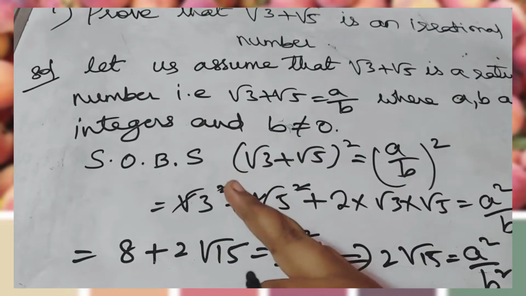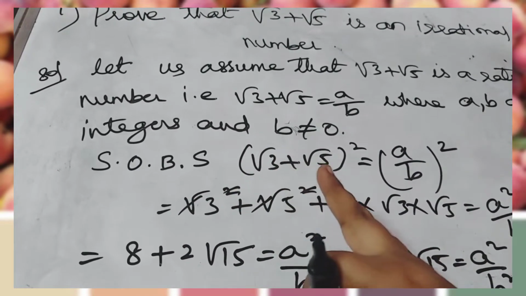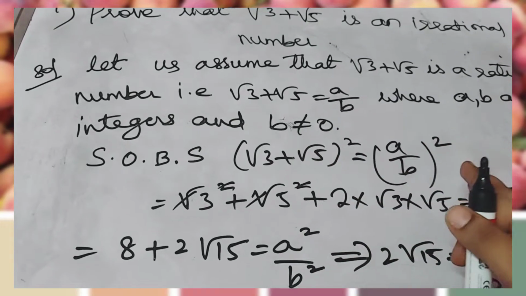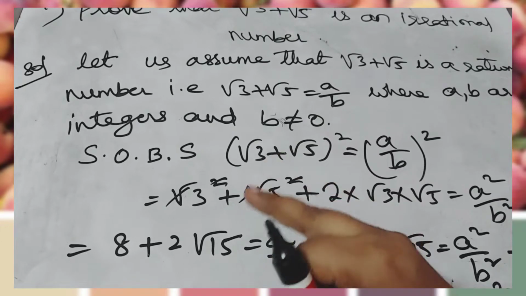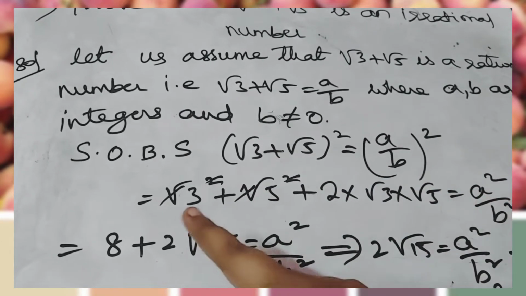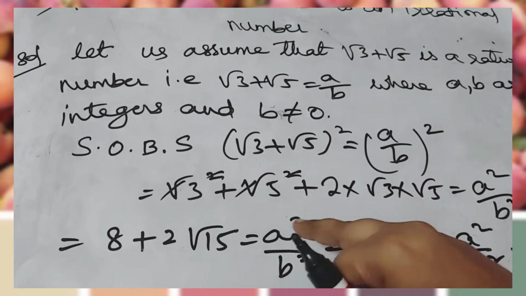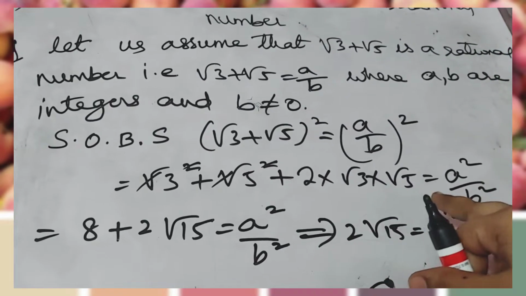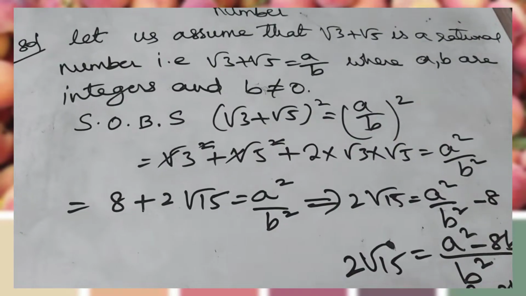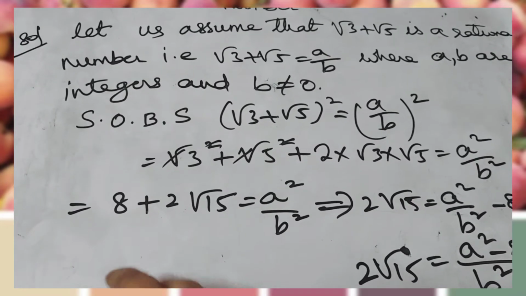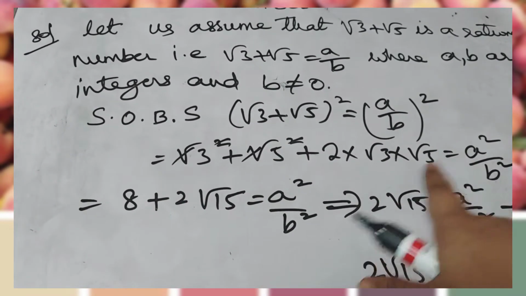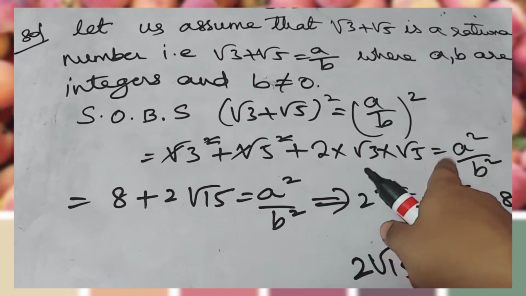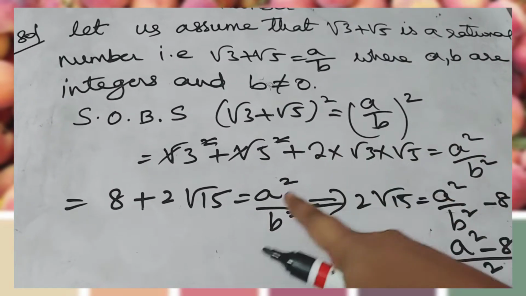So squaring on both sides, root 3 plus root 5 whole square is equal to a by b whole square. This is the formula of a plus b whole square: a square plus b square plus 2ab. So root 3 square plus root 5 square plus 2 into root 3 into root 5 is equal to a square by b square. 3 plus 5 is 8, plus 2 root 15, is equal to a square by b square.